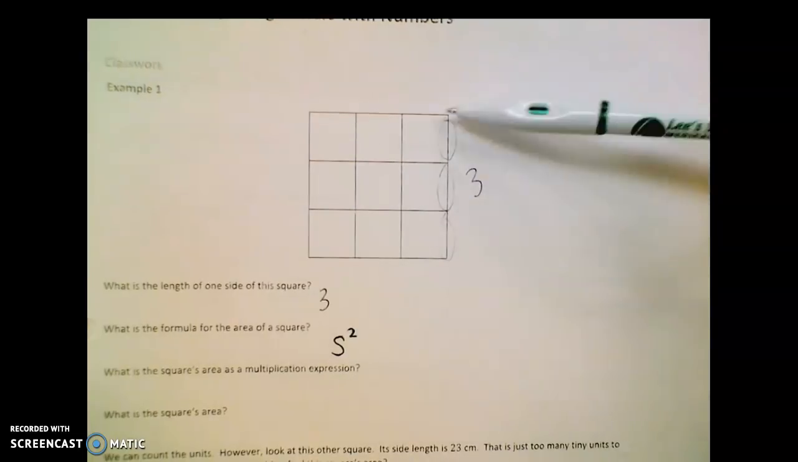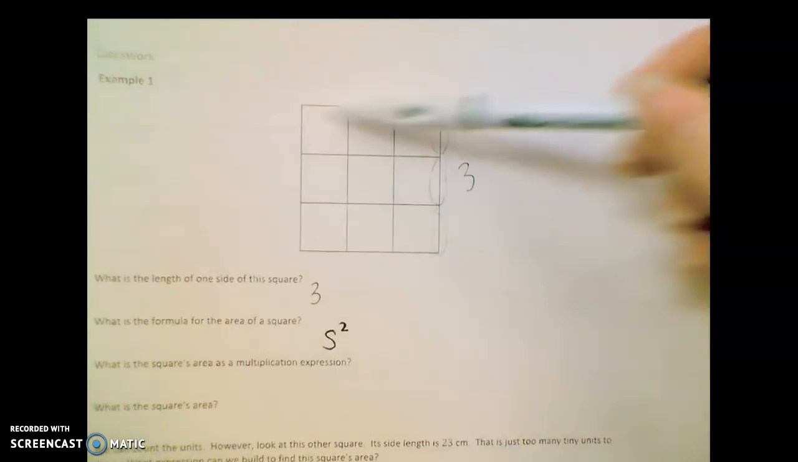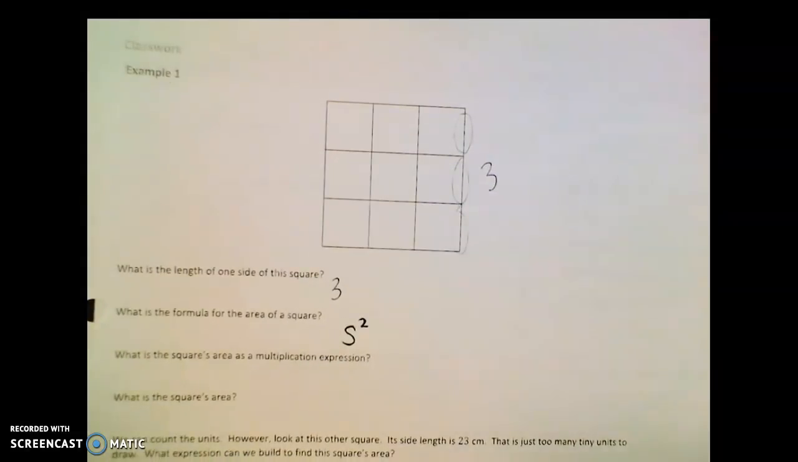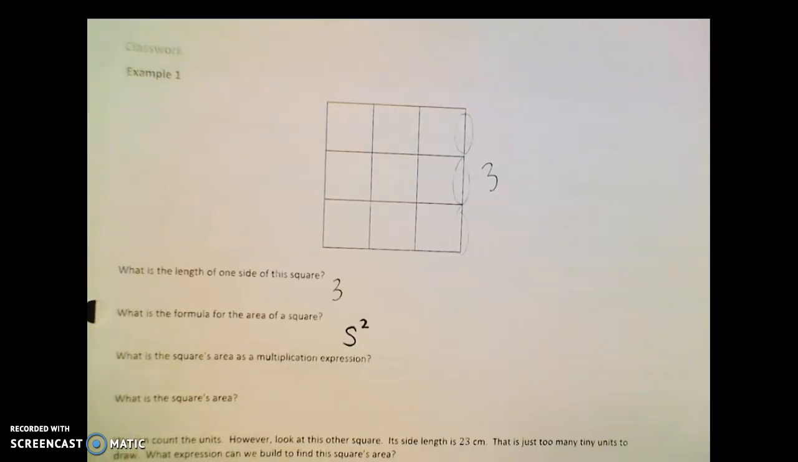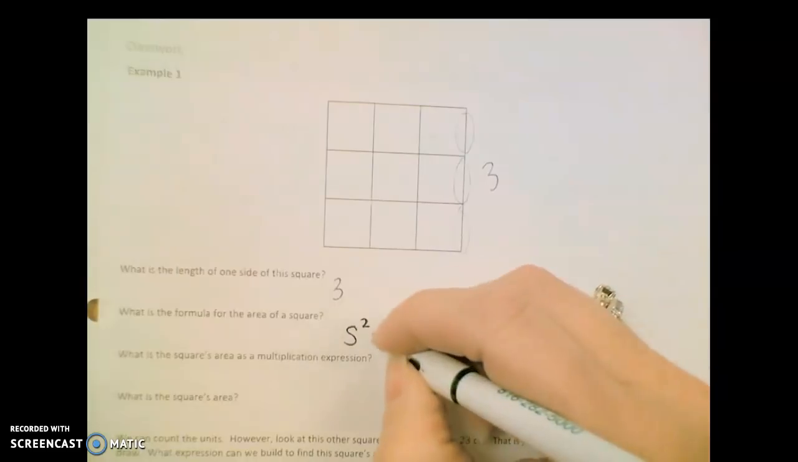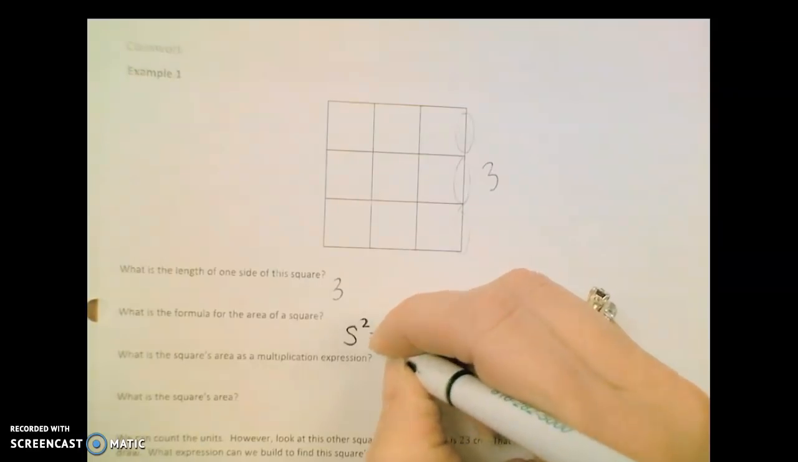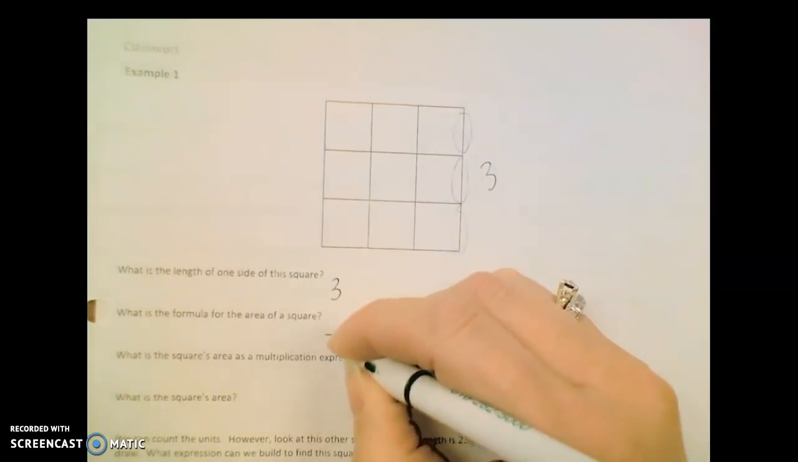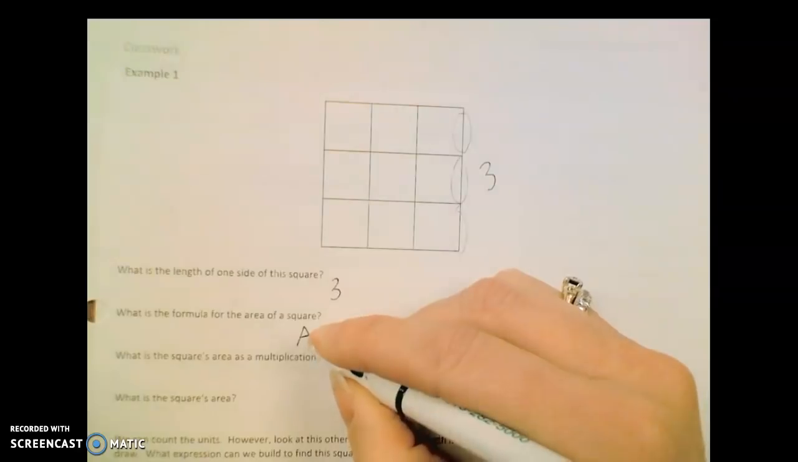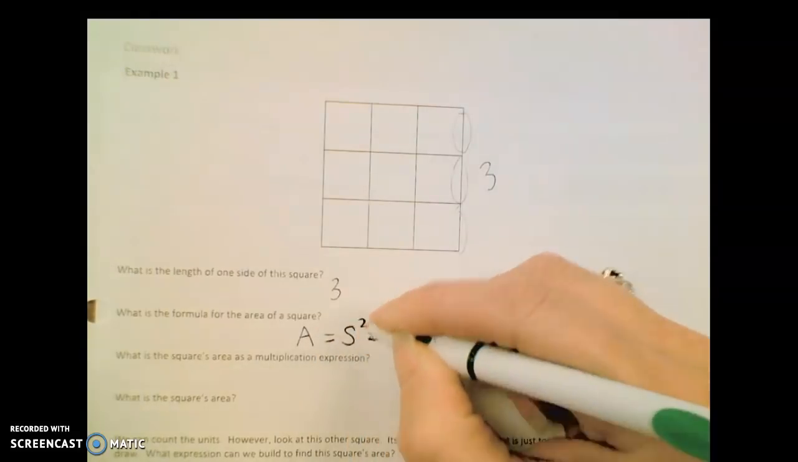So they're just saying one side, any side. It could be this side, it could be this side, it could be this side, it could be this side. It doesn't matter because all of them are 3. But to find that area, we can simply square the side and find the area. So what is the square's area as a multiplication expression? So the formula should be, actually it should be A, area equals side squared.